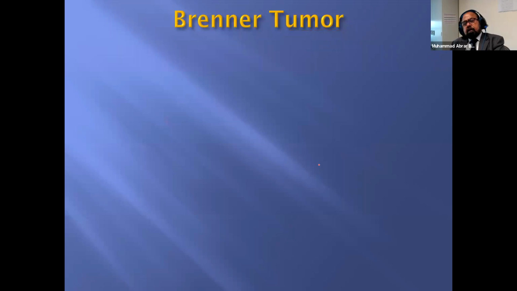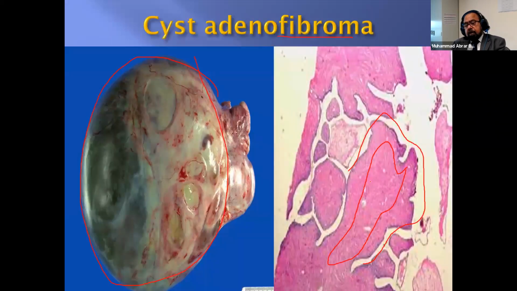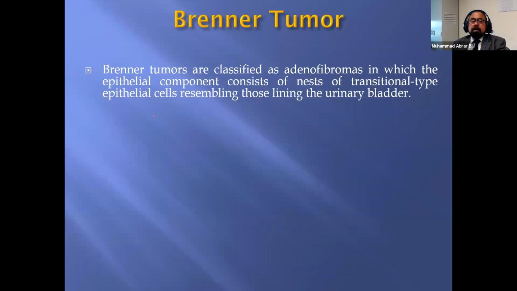Coming to the Brenner's tumor, this is another one. It's not that common as the other one. Brenner's tumors are classified as adenofibromas in which the epithelial component consists of nests of transitional epithelium. So let's go back. For example, in this same adenofibroma, if you see groups of cells here, transitional epithelium here, resembling the lining of the urinary bladder, you call it Brenner's tumor.